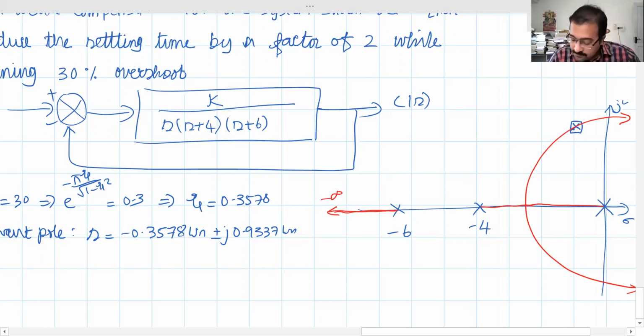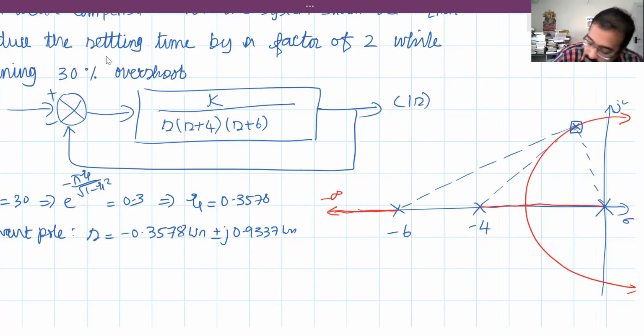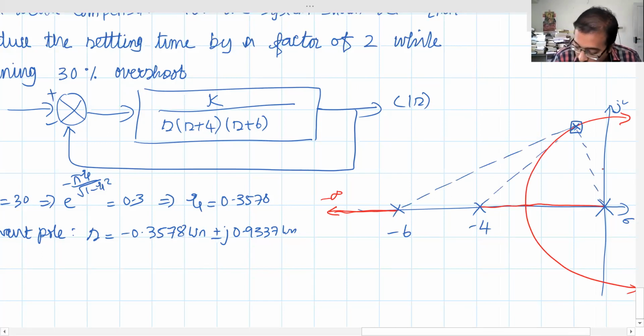So now what next? If this is a dominant closed loop pole and it is on the root locus, the net angle has to be plus or minus 180. So you calculate omega n by joining all the open loop poles with this particular dominant pole. So this is theta 1, theta 2, and theta 3.